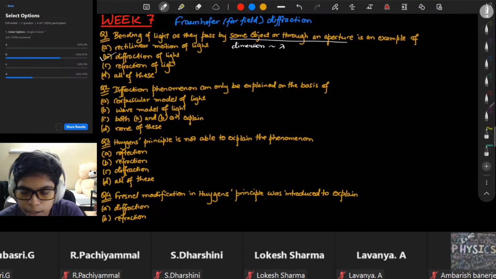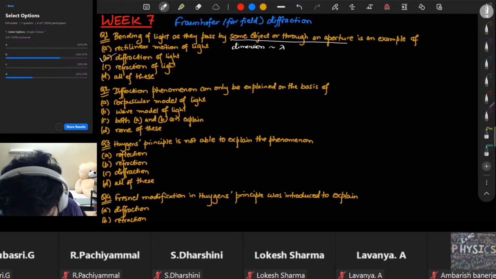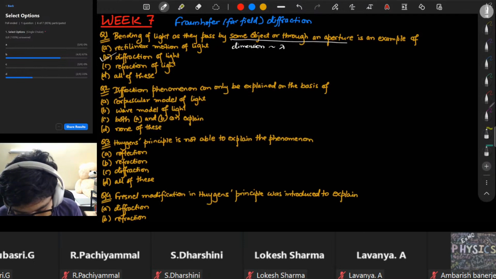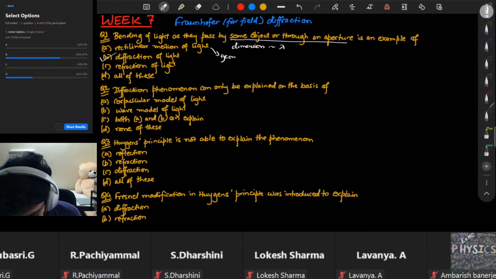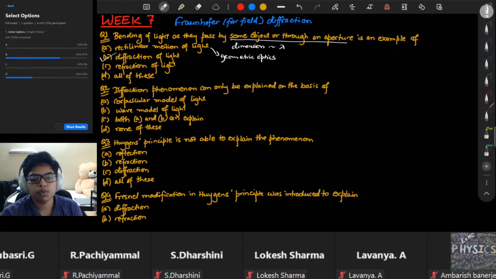Okay, so that was the answer. I have seen that some people selected option D. I'm not sure why you selected that option, but let me clarify once again. Rectilinear motion of light is valid in the case of geometric optics. Whenever you work with geometric optics, the rectilinear motion of light comes up, where you say that light travels in straight lines.